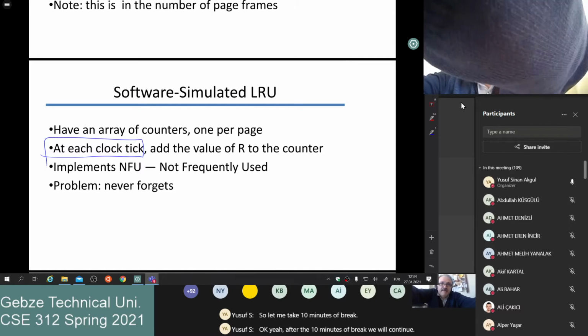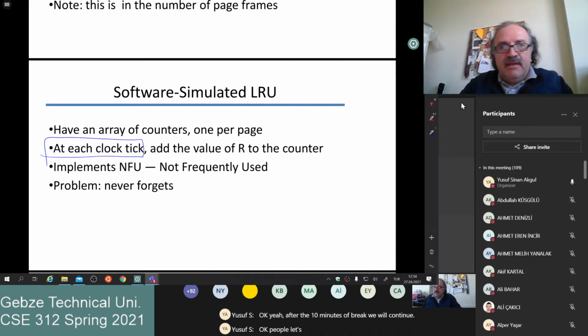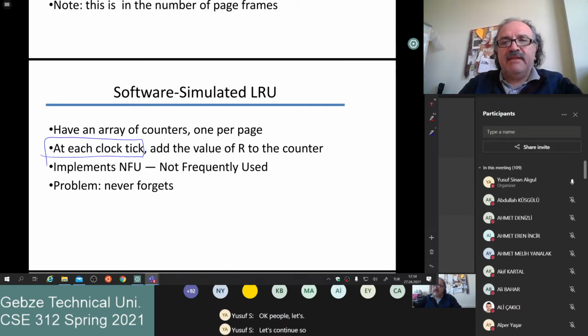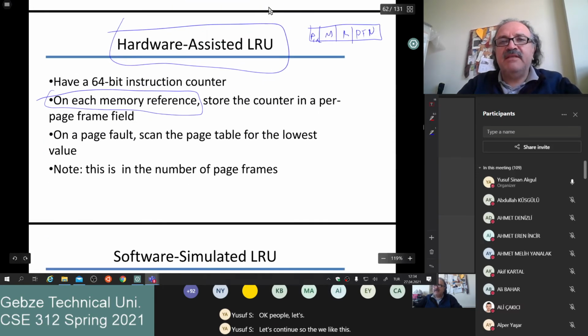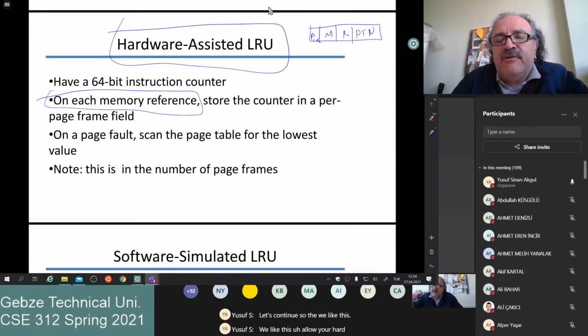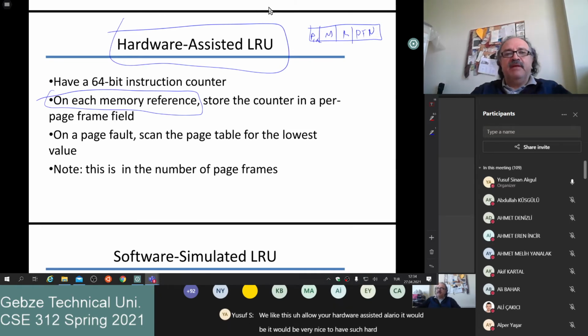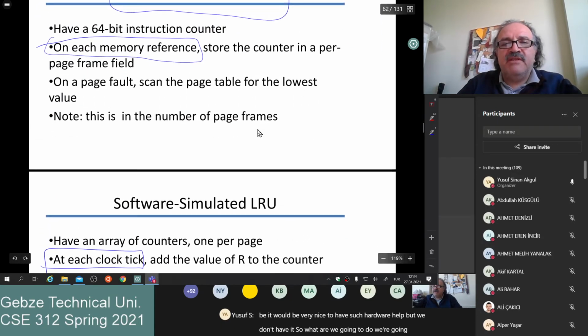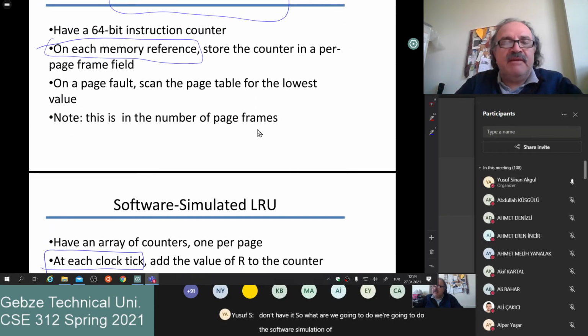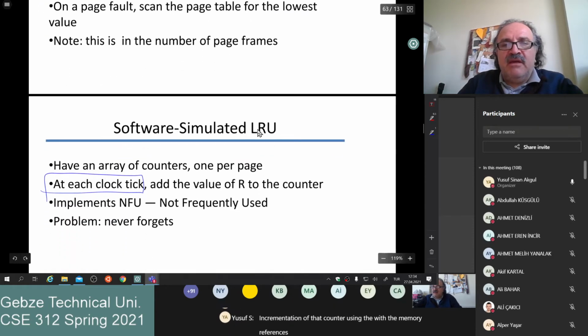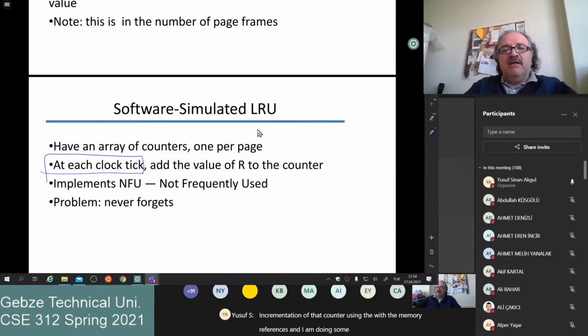Okay, people, let's continue. So we like this hardware assisted LRU. It would be very nice to have such hardware help, but we don't have it. So what are we going to do? We are going to do a software simulation. Of course, I cannot simulate the incrementation of that counter on every memory reference, so I am making some compromises. I have an array of counters.